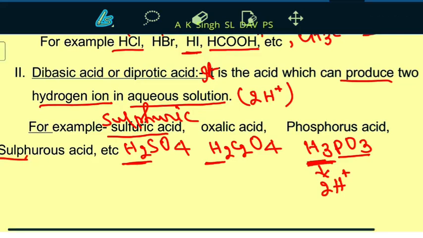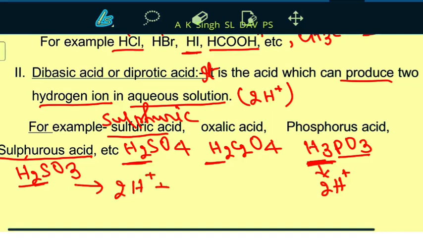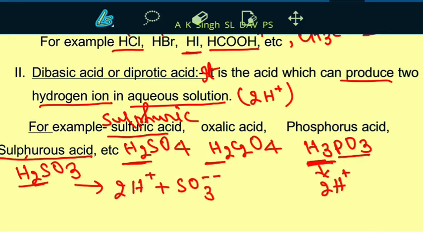Other is sulfurous acid, H2SO3. It is also dibasic acid. It has also two replaceable hydrogen ion. It dissociates as 2H plus and SO3 minus in aqueous solution.